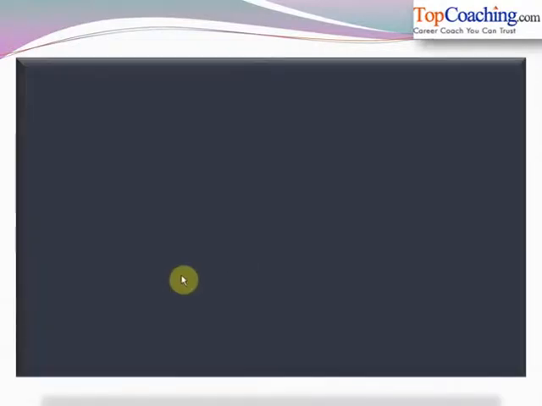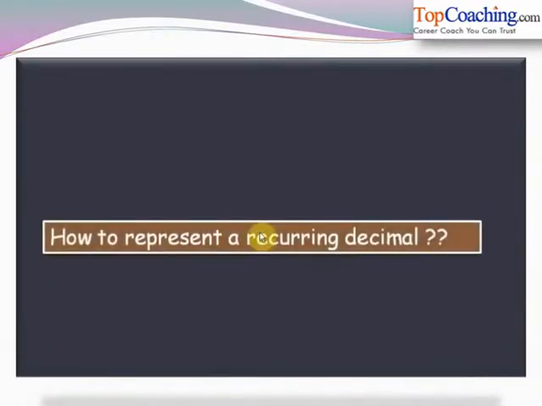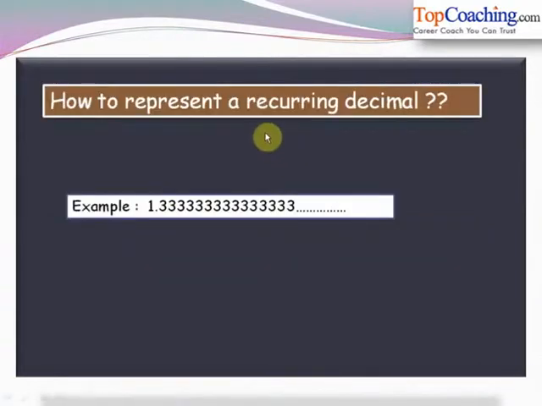Now we have seen what are recurring decimals, but how to represent a recurring decimal? This is because a recurring decimal keeps on going, and how actually to represent such a continuously going on number on a piece of paper? For example, if we take the case of 1.333333 and so on, this 3 is continuously repeating itself and it can go on to infinity. But how to actually represent such a number on a piece of paper?